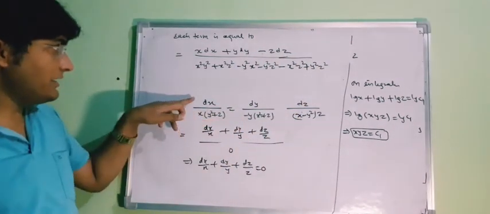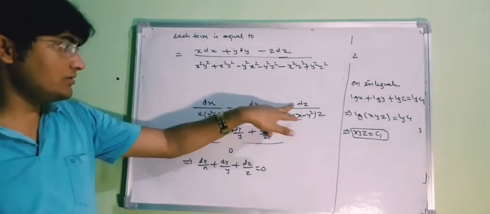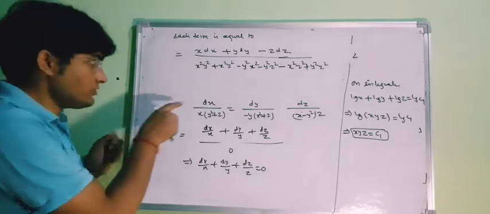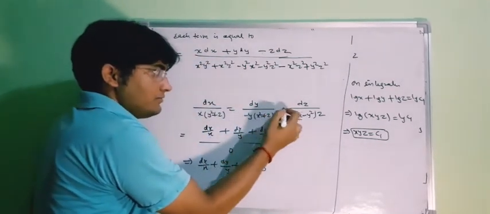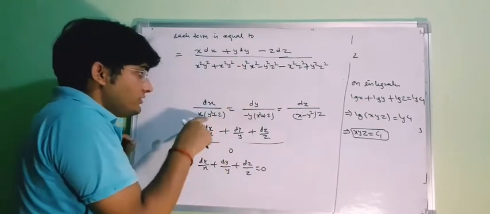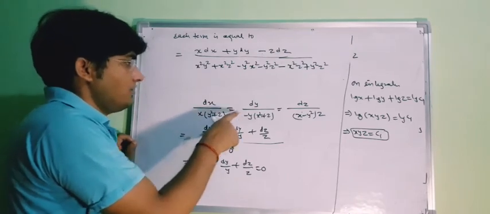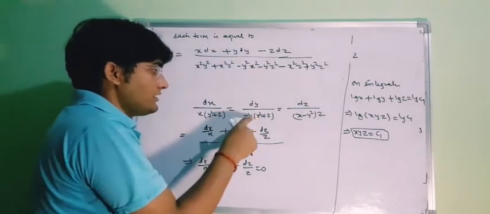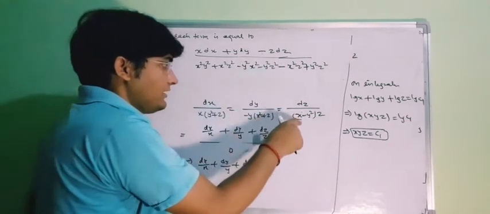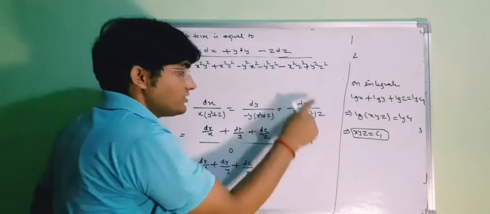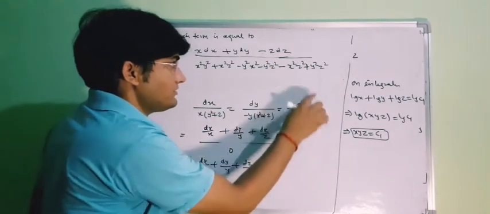Now I have taken multiplier as x, here I have taken multiplier as y, and here I am taking multiplier as minus z. So this will be plus x dx, here we will have y dy, and here we will have minus z dz. So in the denominator we have x square y square plus x square z square. And as we have taken multiplier y, this will be minus y square x square minus y square z square. And here we have taken the multiplier as minus z, so this will be minus z square x square and plus z square y square.